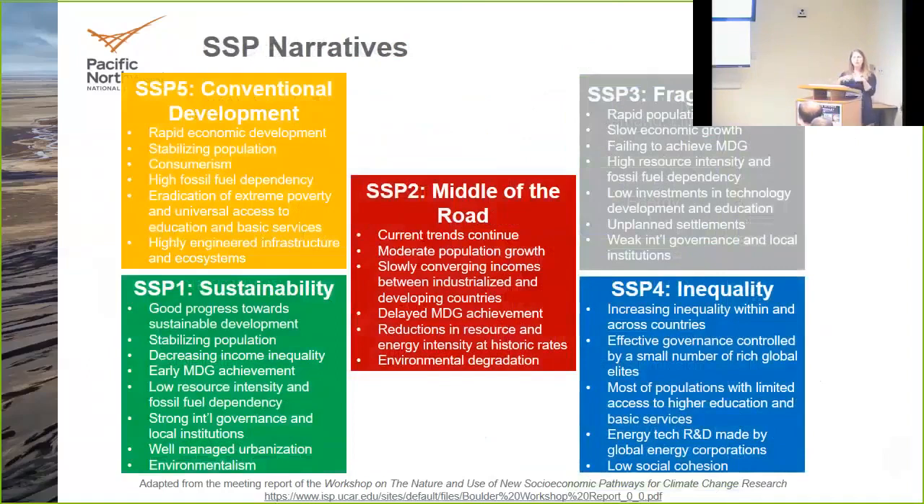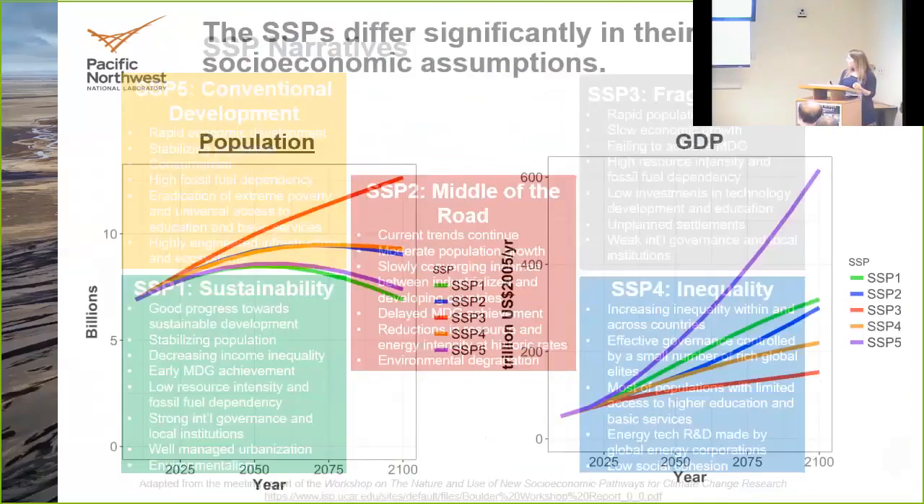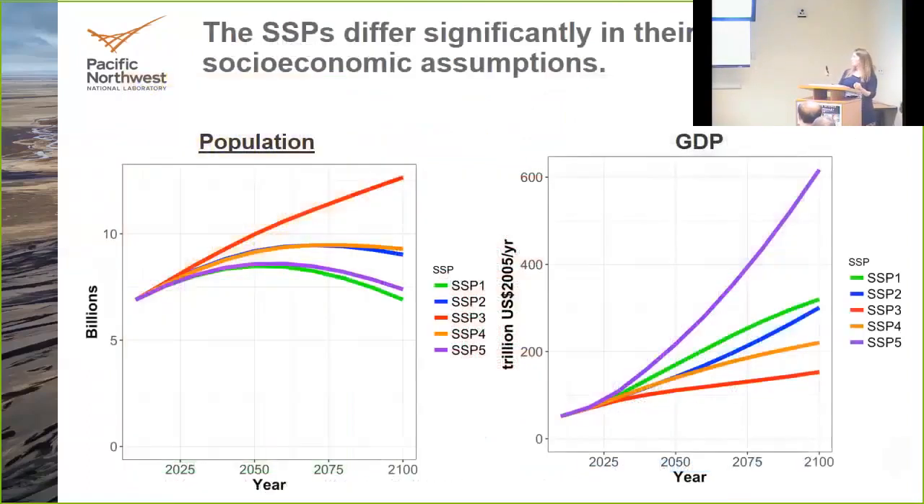And so these stories you can turn into quantifications. There was a group at IIASA in Austria that did population quantifications, and then the OECD turned these into income estimates. This is showing global population and global GDP across these five scenarios. And what you see is very, very different worlds.